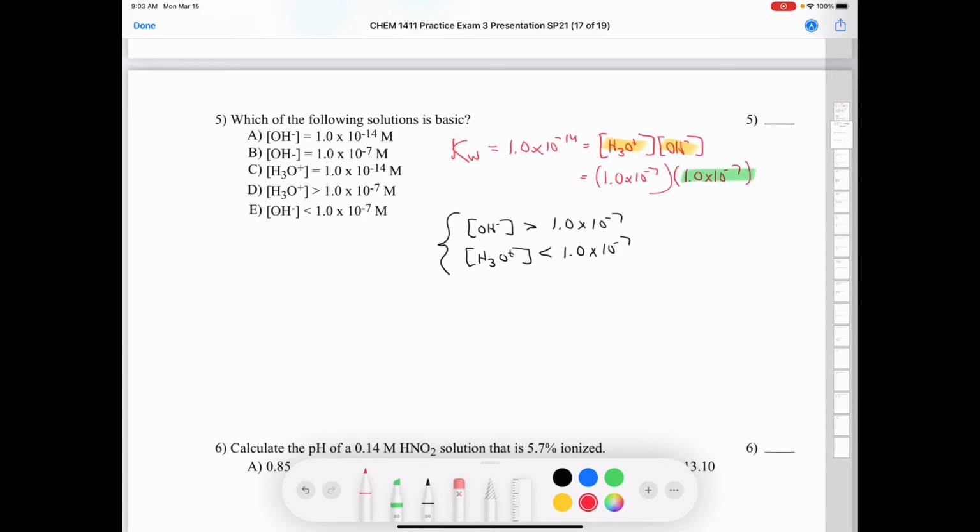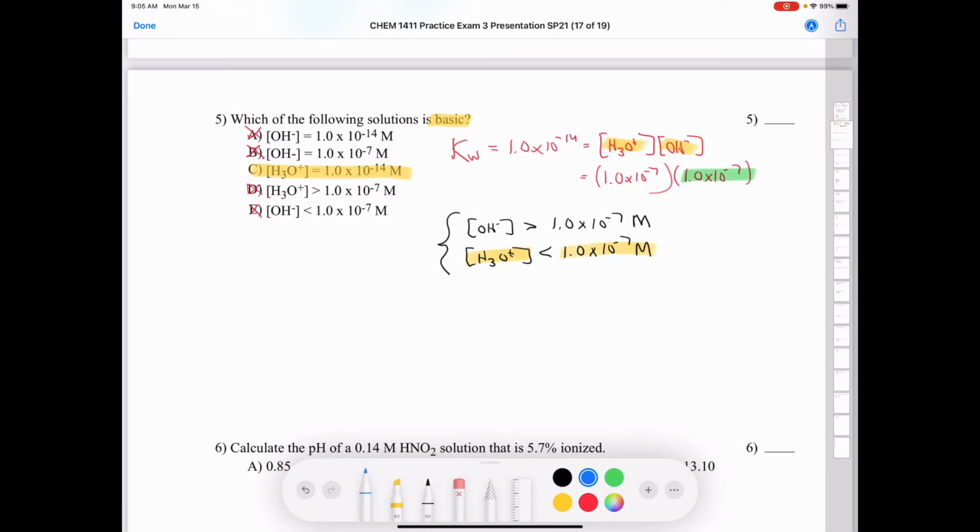So we see that in A, we have the concentration of the hydroxide being much lower than 1 times 10 to the negative 7. And so that is not a basic solution. The next one would be neutral because the concentration of our hydroxide is exactly 1.0 times 10 to the negative 7. We see that in C, the concentration of the hydronium is less than 1.0 times 10 to the negative 7. And so that is going to be a basic solution. If we look at D, the concentration of the hydronium is greater than 1 times 10 to the negative 7. And so that is not a basic solution. In the last one, the concentration of the hydroxide is less than 1 times 10 to the negative 7. So that is also not basic.